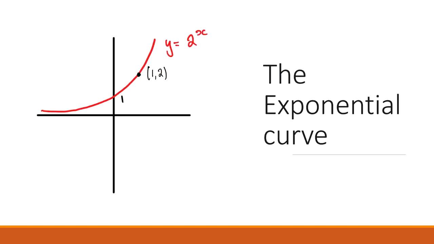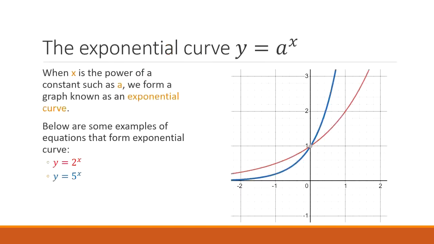In this video we're covering exponential curves. On your screen you can see a basic exponential curve, y equals 2 to the power of x. An exponential curve occurs when x is the power of a constant such as a. In the last example the constant was 2, and this forms a graph known as an exponential curve. Again, when you have a constant such as 2, 4, 6, anything like that, and x is in the power, that forms what we call an exponential curve.